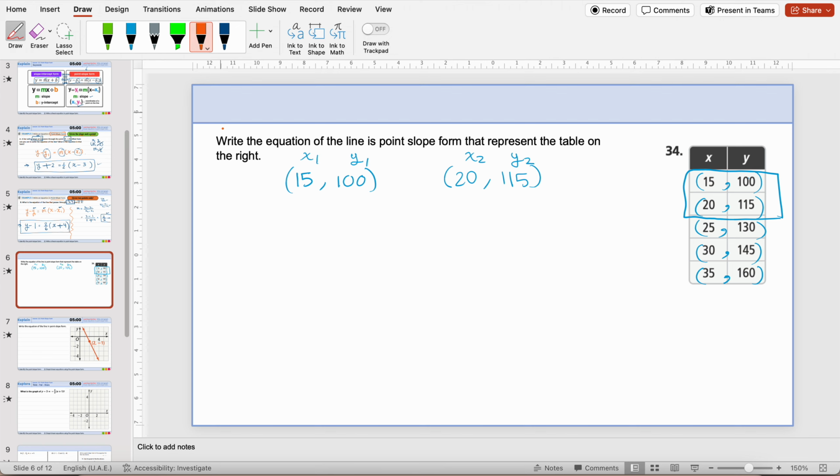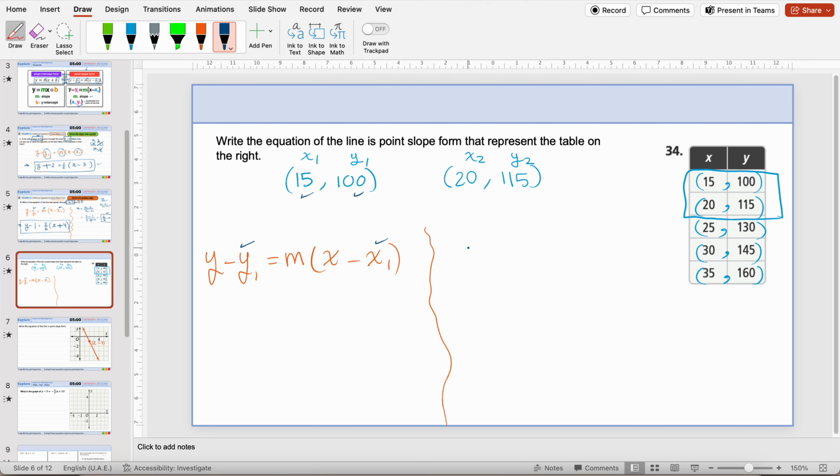How to write my equation? y minus y1 equals m times x minus x1. Okay? So again, I have x1 and y1 ready here.